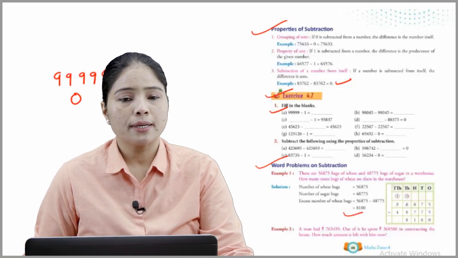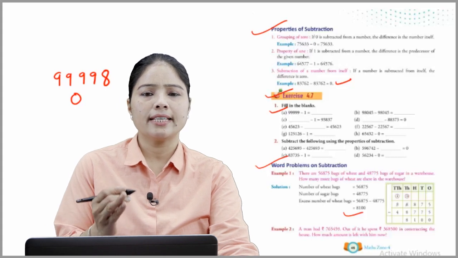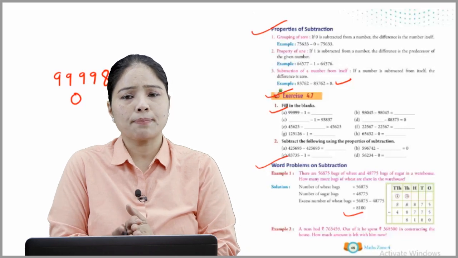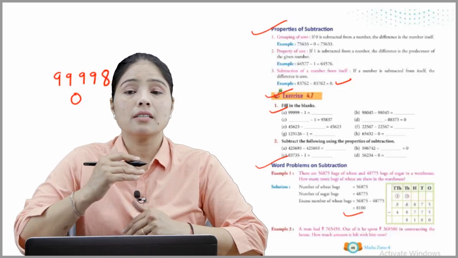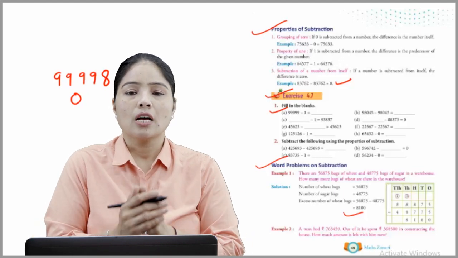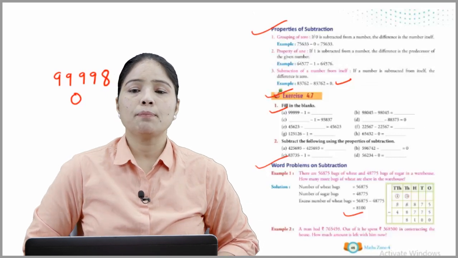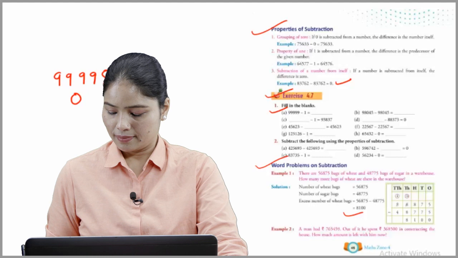Now see example number 2. A man had ₹765,459. Out of it, he spent ₹368,500 in constructing the house. How much amount is left with him now? तो उसके पास कितना बचा? Let's see the solution.